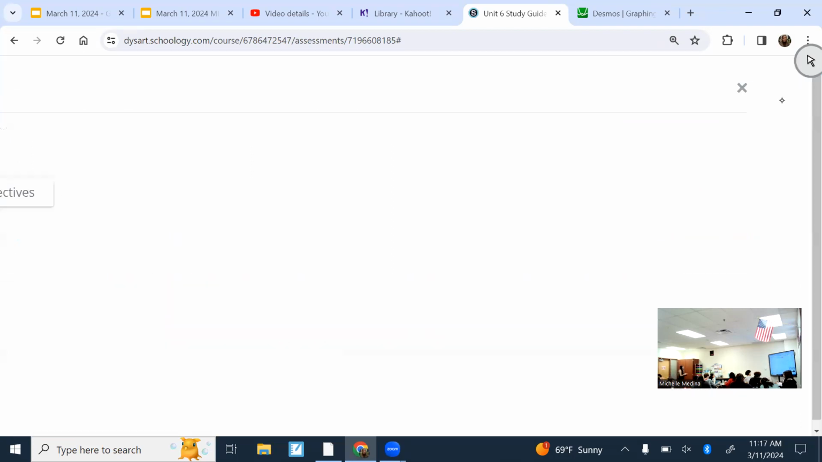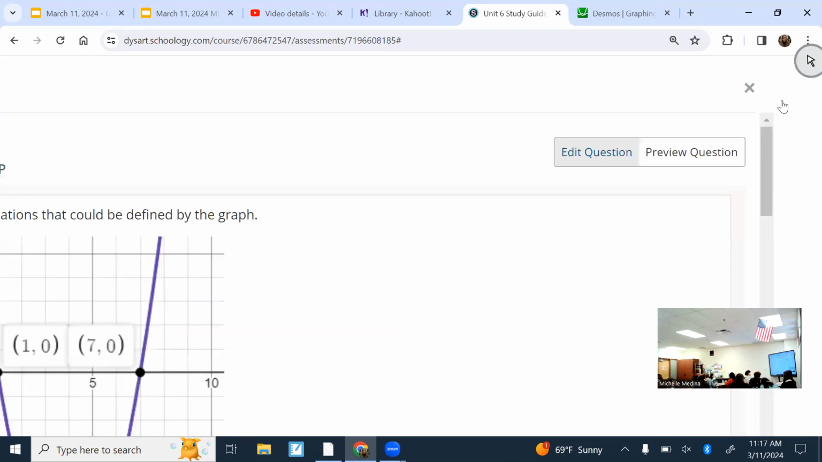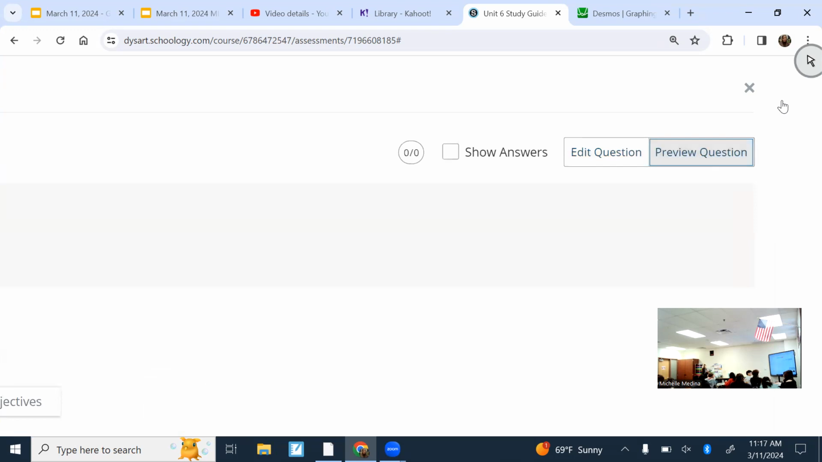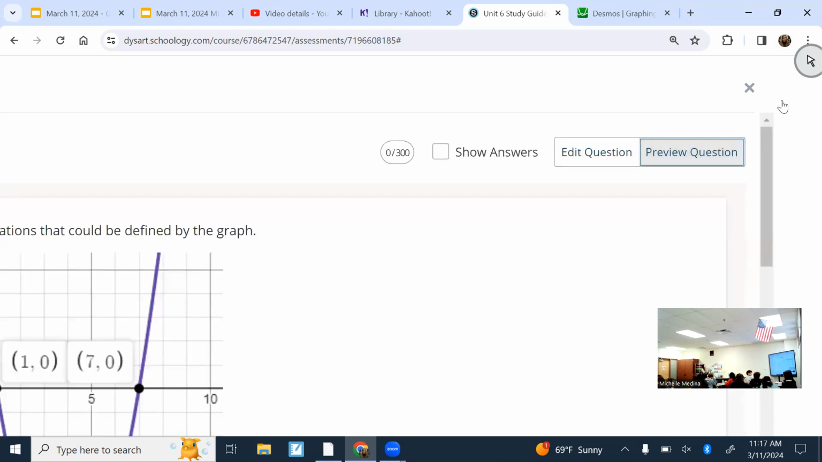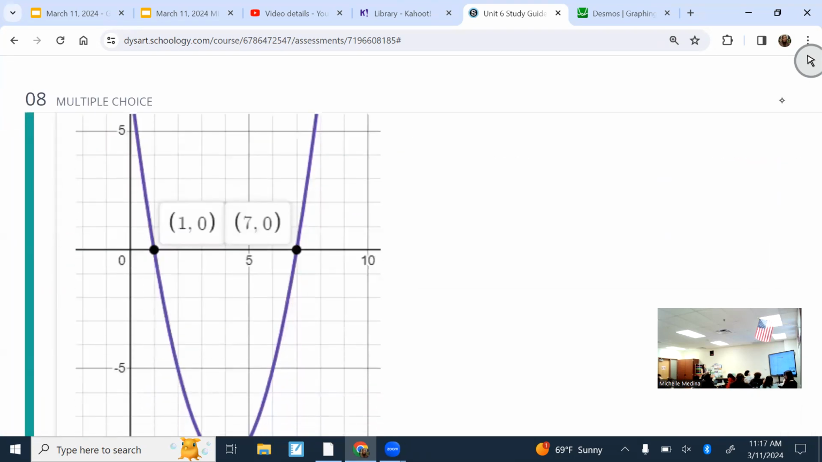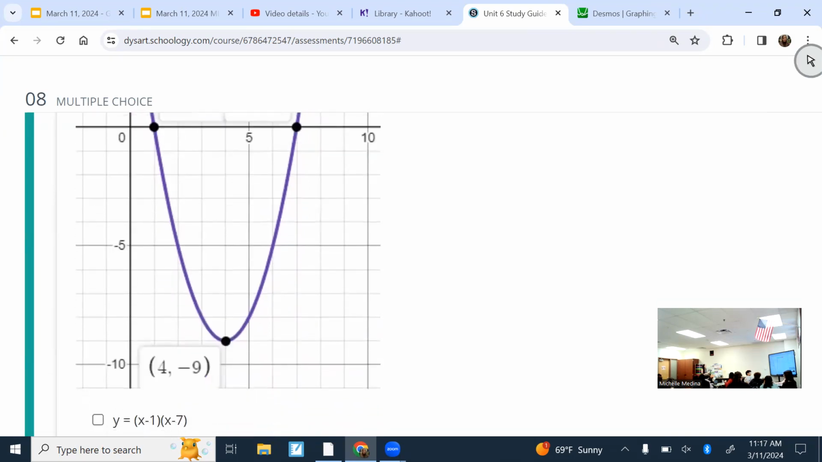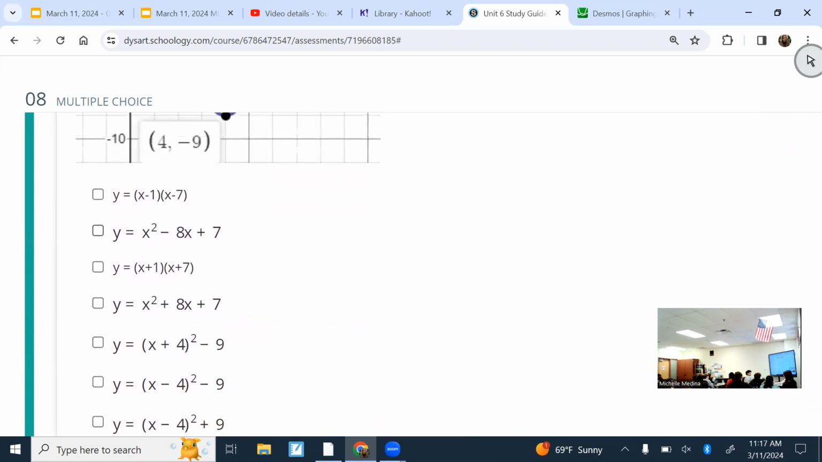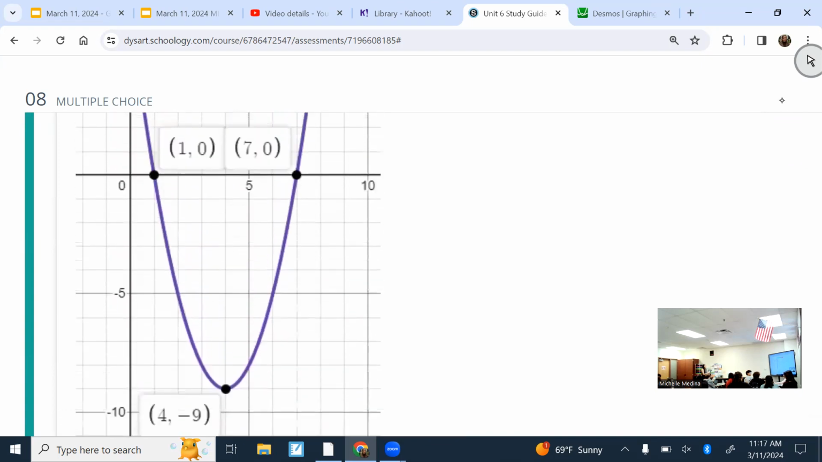That one is similar to your constructed response, except that your constructed response will not have options. This one does. So at least with this one having options, if you have absolutely no clue what you're doing, you could type in all the options and then see which ones touch at those spots that they show. Okay, the ones that will be your answers will be the ones that have zeros at 1 and 7.